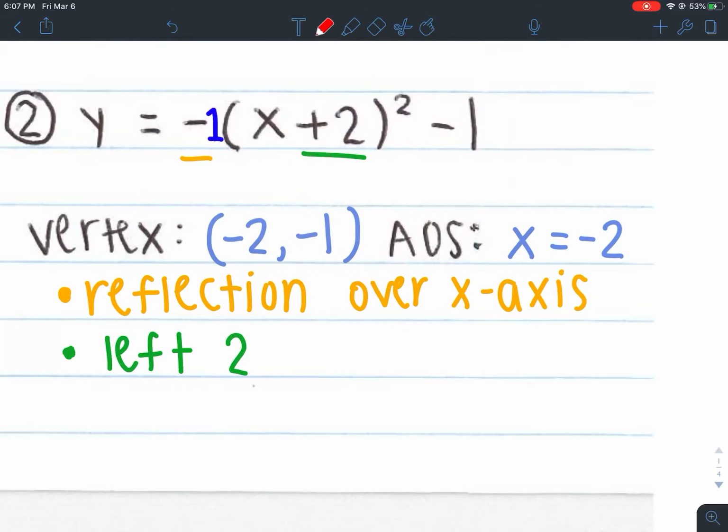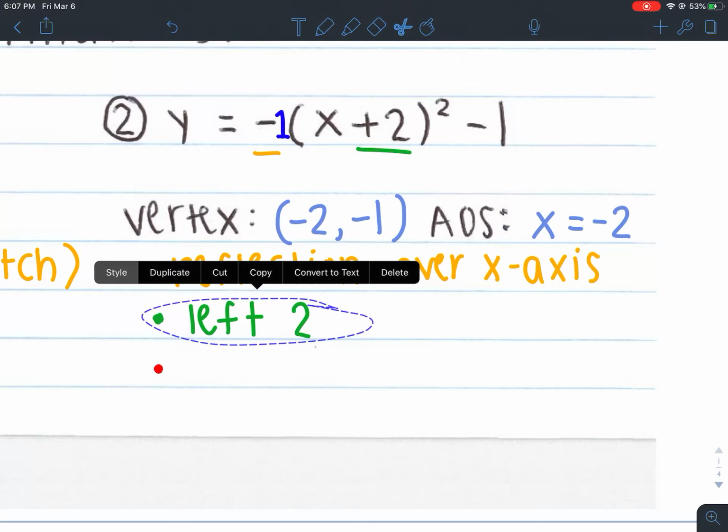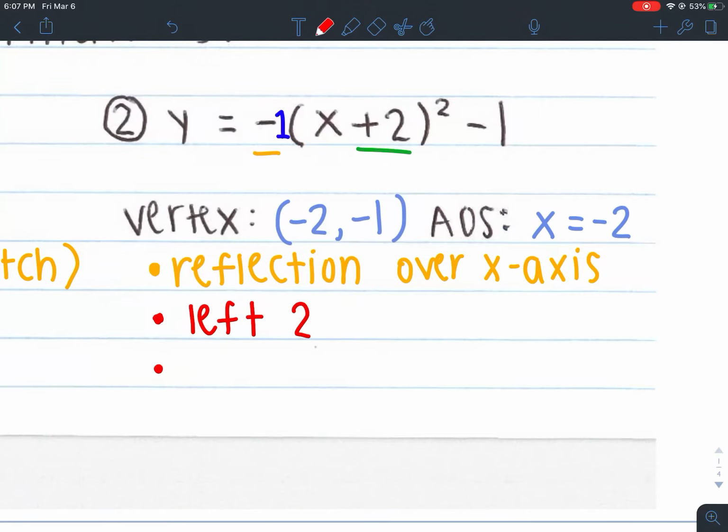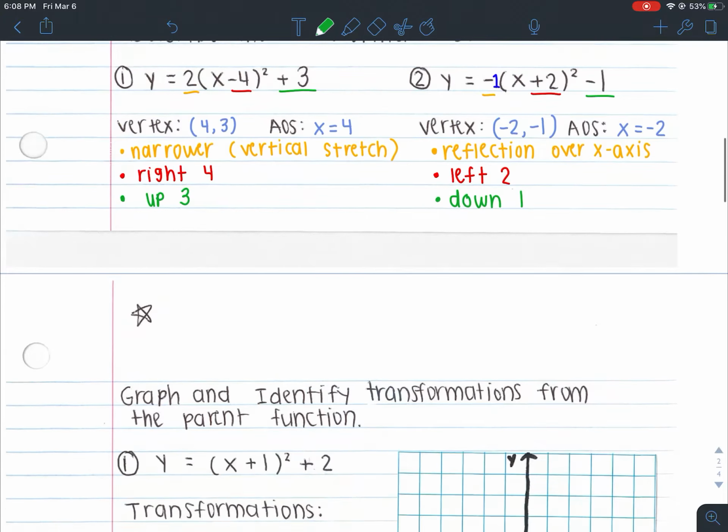And then the last thing I see is, did I do this out of order in color? Oh, I did. That's going to bother me. Let me fix that. Red, and then the last part is green. Okay. Which means I need to change this. I'm so sorry. The next thing I see is the -1, which means it's going to be down 1. Okay, so that's just identifying the transformations.